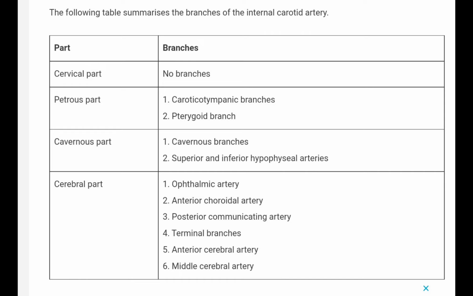So these are the branches of the internal carotid: caroticotympanic, pterygoid, cavernous, hypophyseal, and meningeal, ophthalmic, anterior choroidal, anterior cerebral, middle cerebral, and posterior communicating.